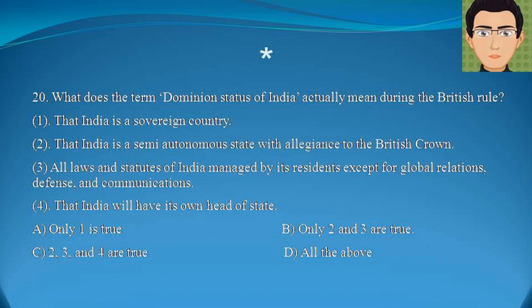Question number 20. What does the term Dominion status of India actually mean during the British rule? 1. That India is a sovereign country. 2. That India is a semi-autonomous state with allegiance to the British Crown. 3. All laws and statutes of India managed by its resident except for global relations, defense and communications. 4. That India will have its own head of state. Option A, only 1 is true. Option B, only 2 and 3 are true. Option C, 2, 3 and 4 are true. D, all the above. Answer is B, only 2 and 3 are true.